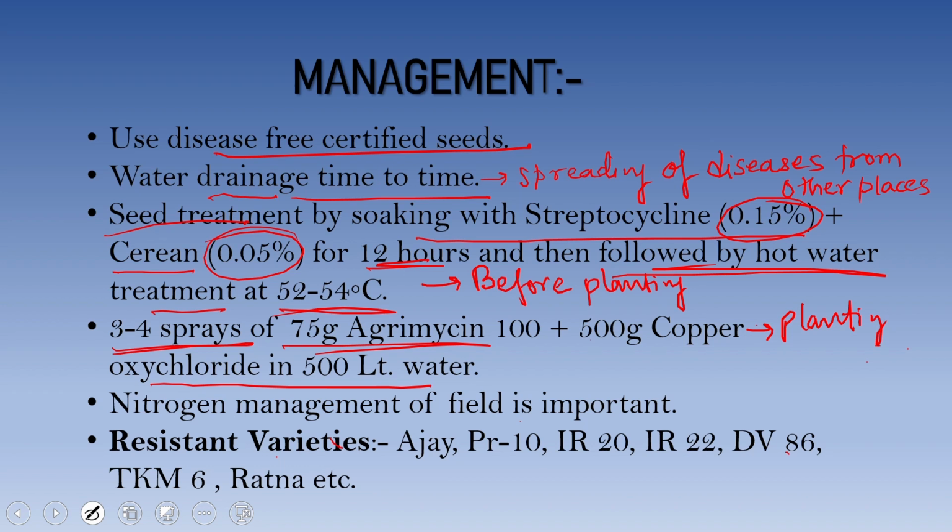Since it is seen a lot in nitrogen deficient soil, nitrogen management of the field is very important. Apart from this, there are some resistant varieties also. The resistant varieties are like Ajay, PR10, IR20, IR22, DV86, TKM6, Ratna, etc. These are the resistant varieties and can be used in the management of the disease.